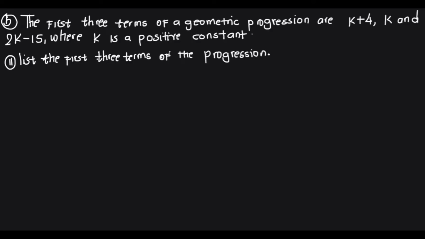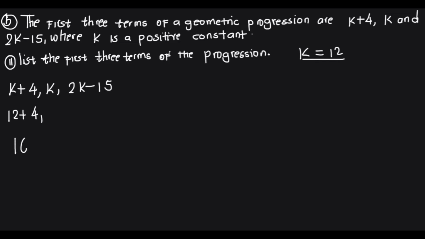List the first three terms of the progression. The first term is k plus 4, then the second one is just k, and the third one is 2k minus 15. Now we found k to be positive 12, so let's substitute. Where there is k, we put 12. So the first one will be 12 plus 4, which is equal to 16. So this is our first term.